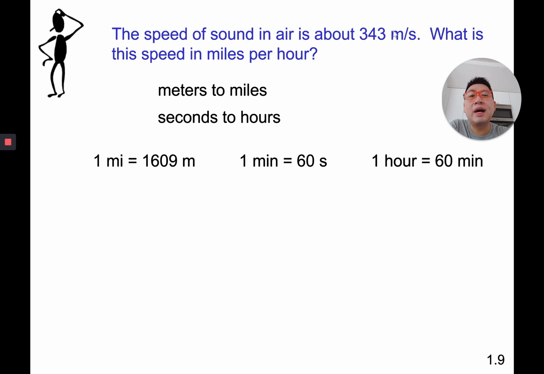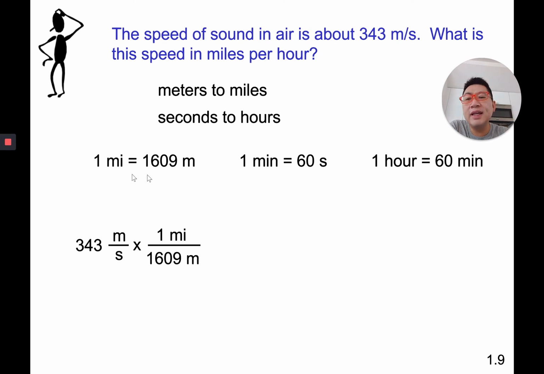Okay, so I'm going to multiply this 343 meters per second by 1. So I'm going to copy that down, 343 meters per second. I'm going to multiply by 1. When I put this as a ratio, that's 1. This is 1: 1 mile divided by 1,609 meters is 1.